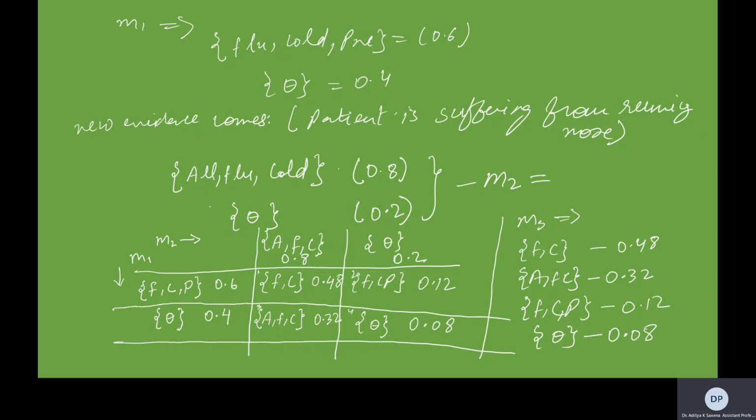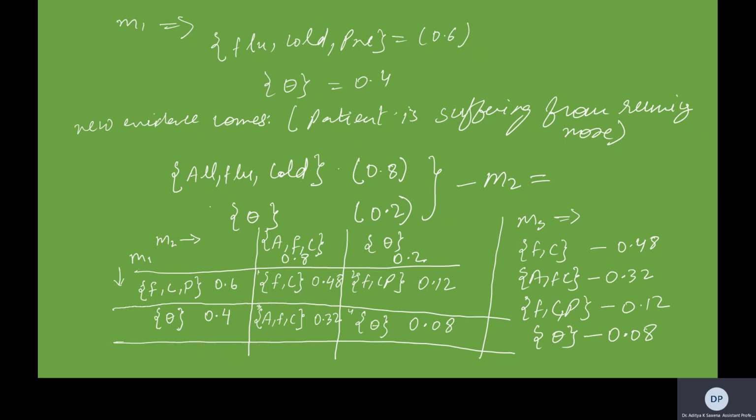We computed this M3 after getting two evidences: that the patient is having fever and that the patient is having a running nose. Now we have computed the belief value for four subsets. If the question is giving only two evidences, you have to stop there and give this answer: after getting two evidences or two pieces of information, this is the final hypothesis.